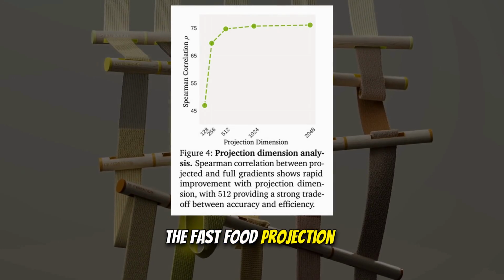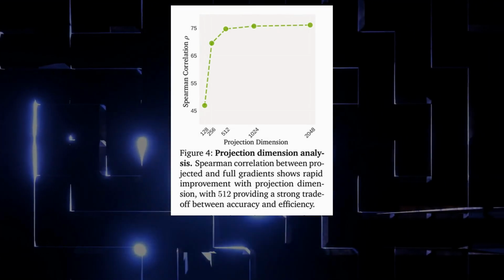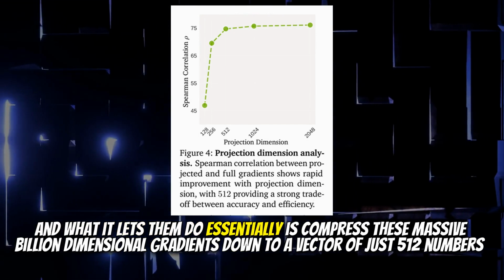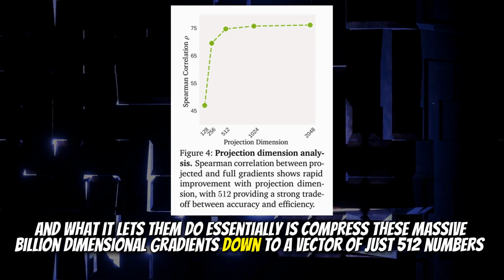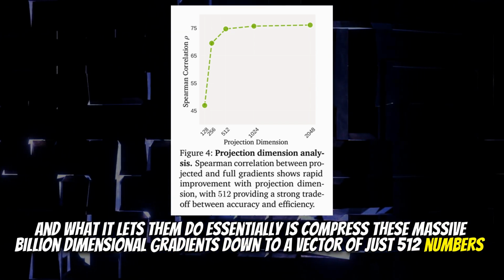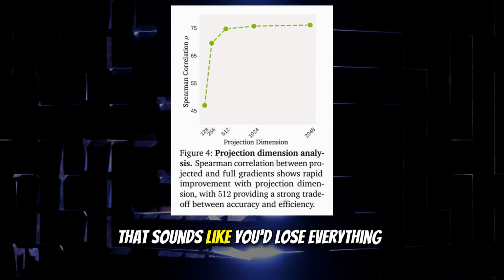The fast food projection. Love the name. It's based on the Johnson-Lindenstrauss lemma. And what it lets them do, essentially, is compress these massive billion-dimensional gradients down to a vector of just 512 numbers. Wait, hold on. 1.3 billion down to 512? That sounds like you'd lose everything.